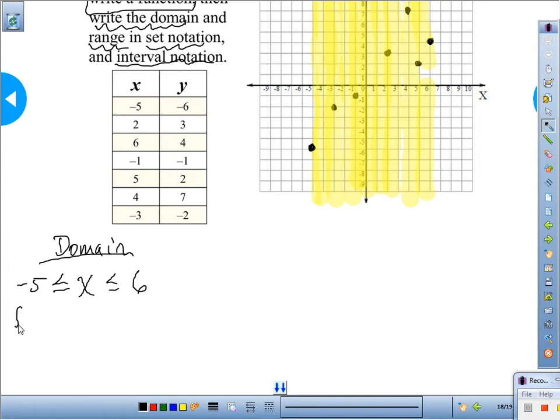Okay, you should have written solution set of X such that -5 less than or equal to X less than or equal to 6. Hands if you got that. All right, now let's write the interval notation. See if you can write that interval notation by yourself.